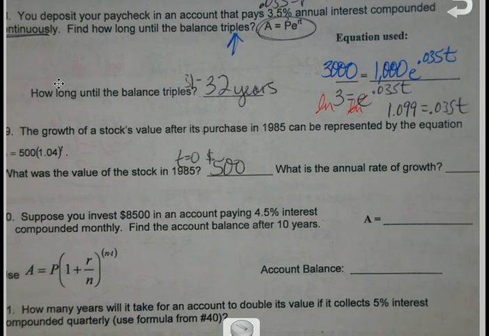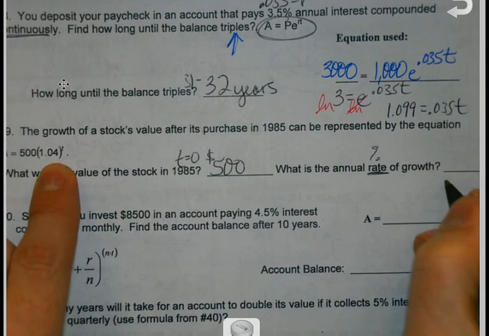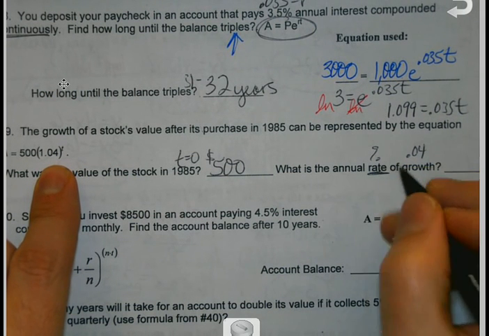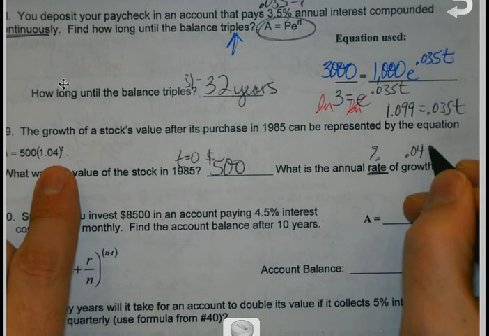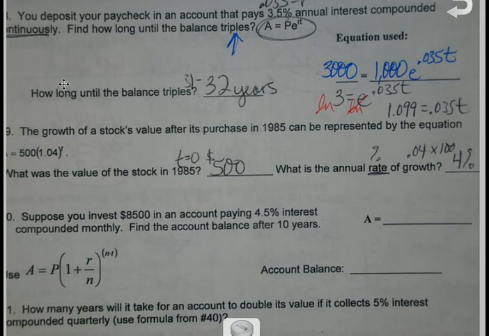What is the annual rate percentage of growth? Well, they give it to me as a decimal. To get it back to a percent, before, when we were going the other way, we divided by 100. Well, now we're going to multiply. And 0.04 times 100 would be 4, which is 4%, and we're set.